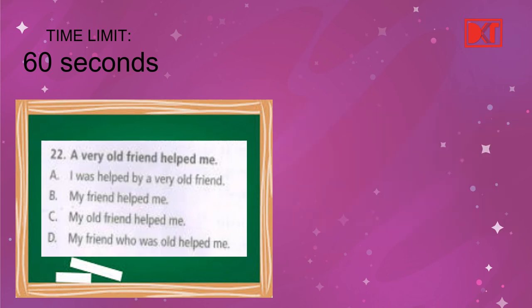Okay, so here, a very old friend helped me. The options are: A, I was helped by a very old friend. B, my friend helped me. C, my old friend helped me. Or D, my friend who was old helped me.